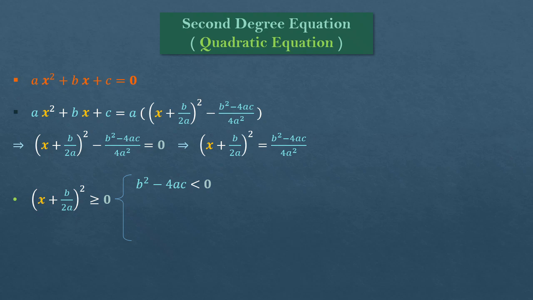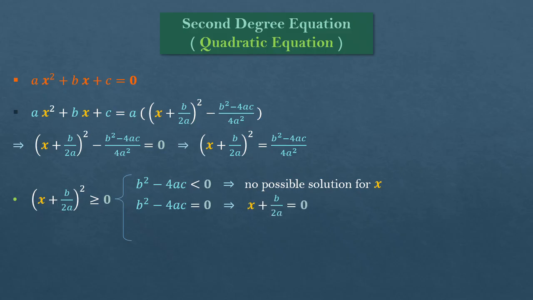So in case the expression b squared minus 4 times a times c is strictly lesser than 0, then there are no possible solutions for our equation, as the right-hand side of the equation can't be equal to its left-hand side, which is always positive. Otherwise, in case the expression b squared minus 4 times a times c equals 0, then the resolution of our equation leads to finding the x values for which x plus b over 2 times a equals 0, so we would have x equal to minus b over 2 times a as a solution.